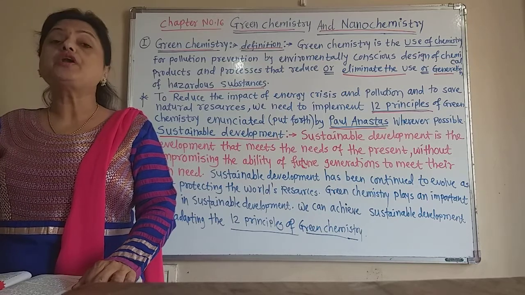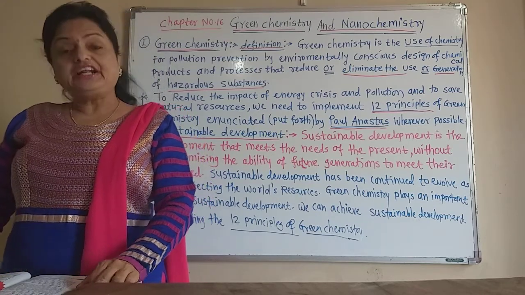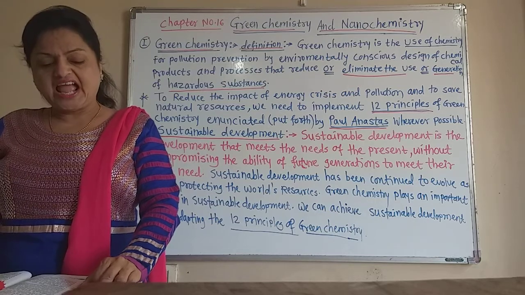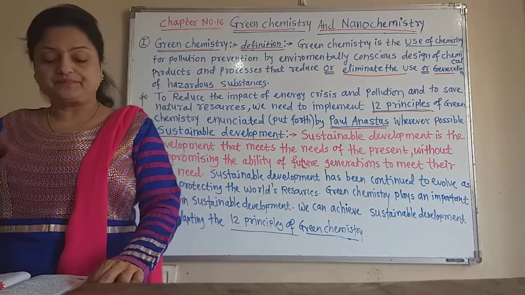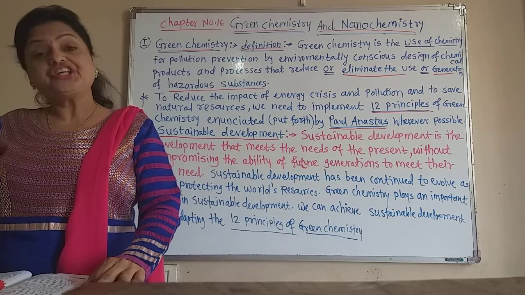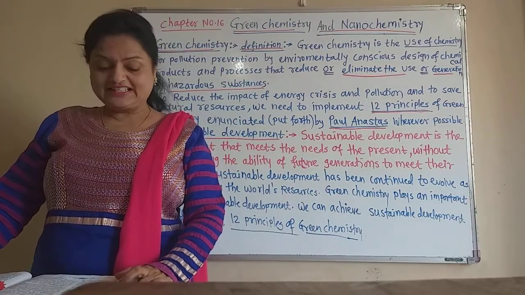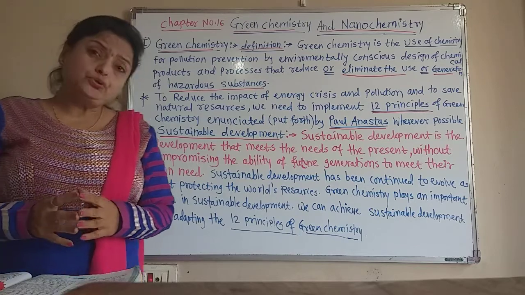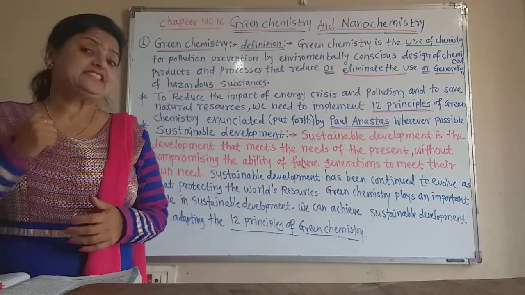Also, due to the increase in human population, the demand for different products increases. The industrial revolution, energy crisis, shortage of energy and environmental pollution are highlighted as the major global problems of the 21st century. That is why, to minimize the problems of energy crisis and pollution, we have to adopt green chemistry. Then what is green chemistry? Green chemistry means the minimum use of hazardous substances, or not generating hazardous chemicals. That is green chemistry.